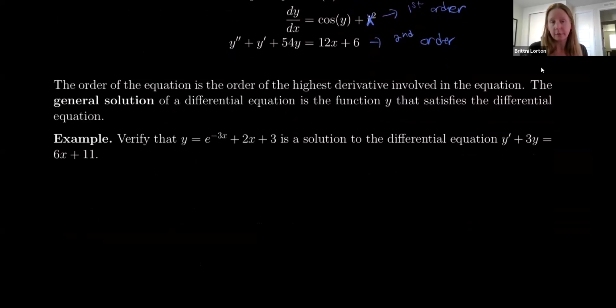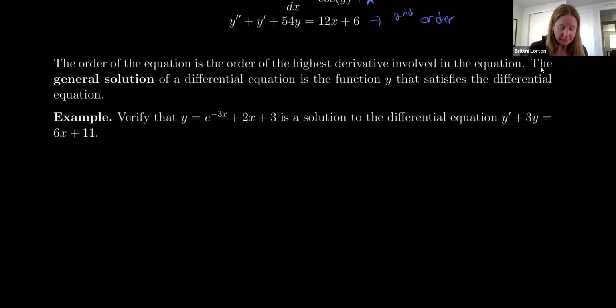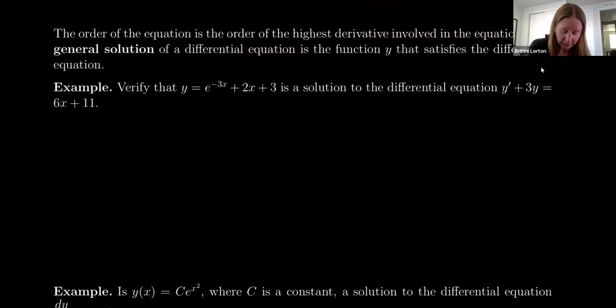So let's just practice. We're going to check to see if something is true or not. To verify that y equals e to the negative 3x plus 2x plus 3 is a solution to this differential equation, the only way to verify something is true is to plug it in and see if both sides of the equal sign are equal. That's literally what we do.